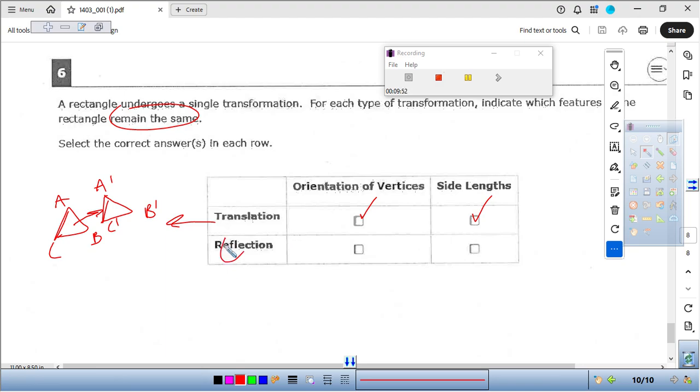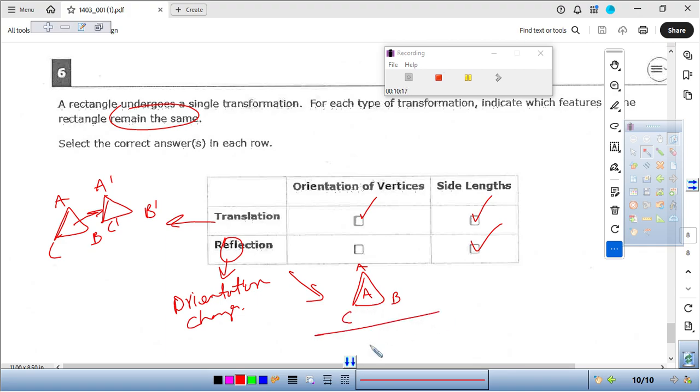And a reflection. This is one that you have to remember. Reflection, the orientation changes. So this is not checked out. Side lengths are the same. Well, what do you mean? I'll give you an example of reflection. So say you have, okay, I'll name it with triangle again. Triangle A, B, C. This is A. When I flip it over the x-axis, it flips it over this way. I would have B prime, A prime, and then C prime.